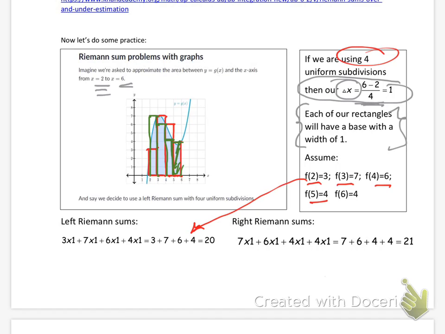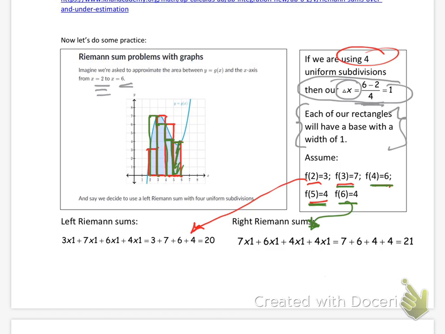So we're going to use not the first one, but the second, third, fourth, and fifth values. Those four we're going to use when we do right Riemann sums.